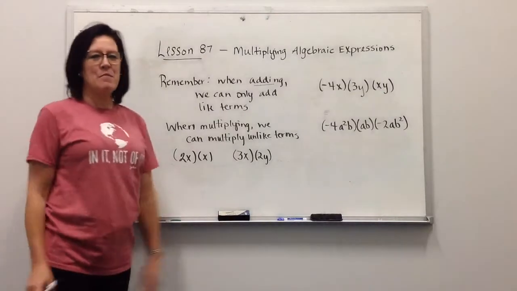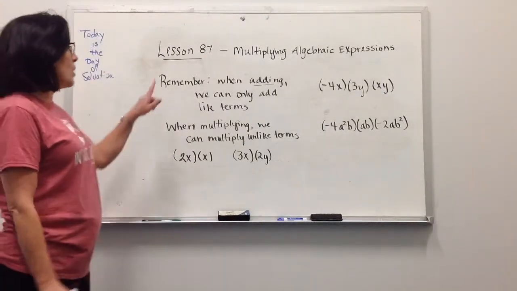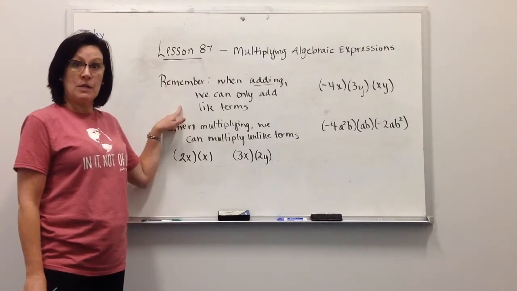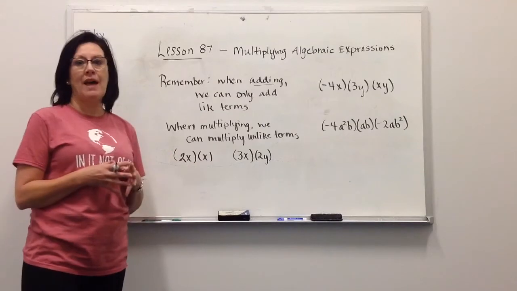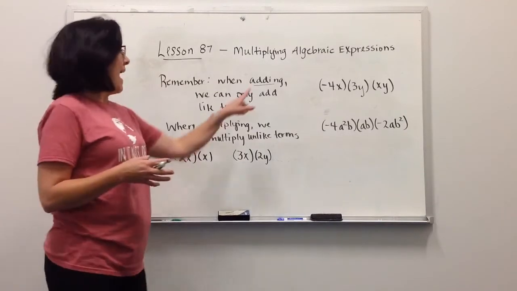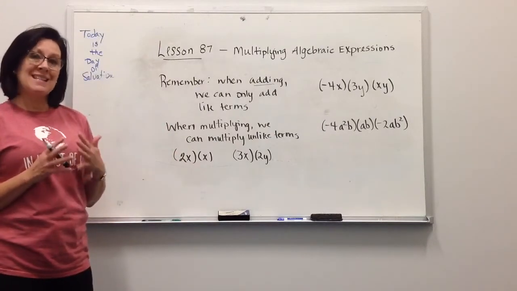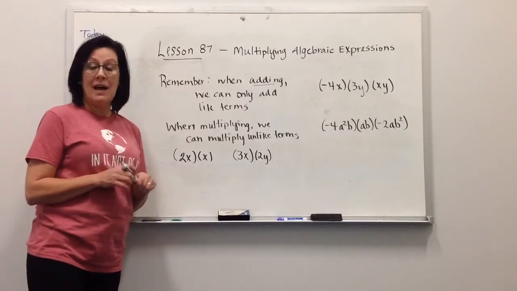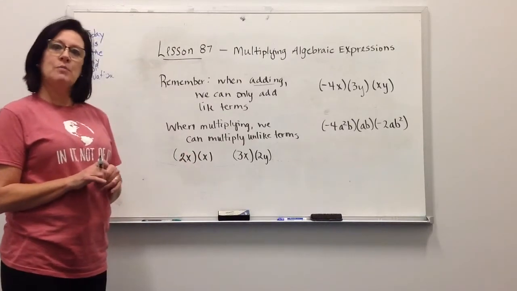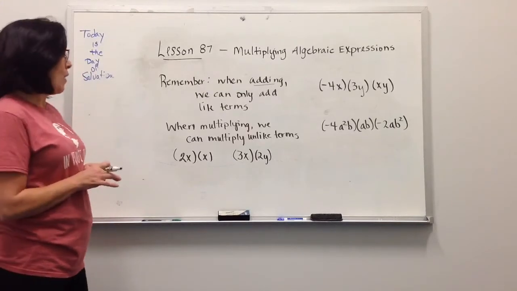Okay, lesson 87, multiplying algebraic expressions. Now before we start this, remember when you're adding algebraic expressions with variables, we can only add those if they're like terms. Adding or subtracting like terms means that each term has exactly the same variables. But when we're multiplying or dividing, we can multiply and divide like terms and unlike terms. And we're going to look at how we do that.